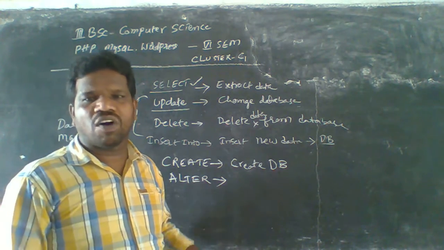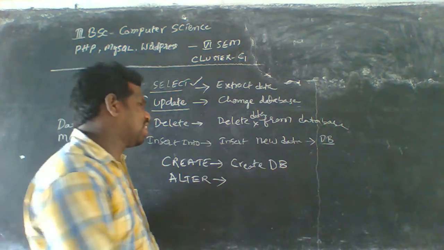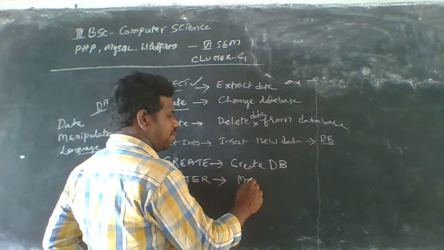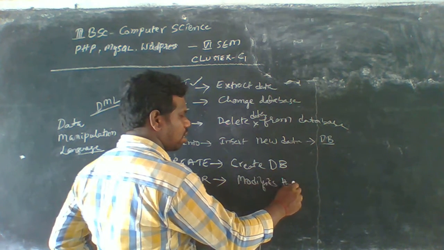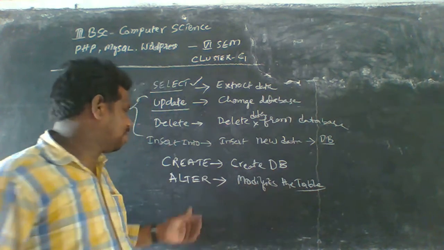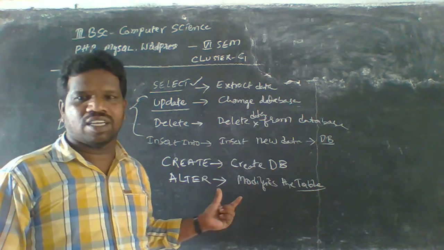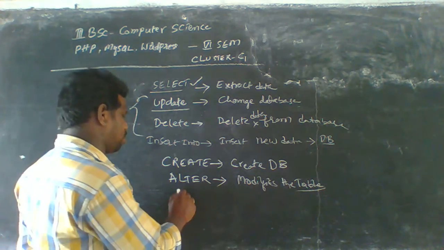What is the purpose of alter here? Alter is able to modify the table. It means to modify the table. The table will be modified here, using the alter command. And the next one is called drop.